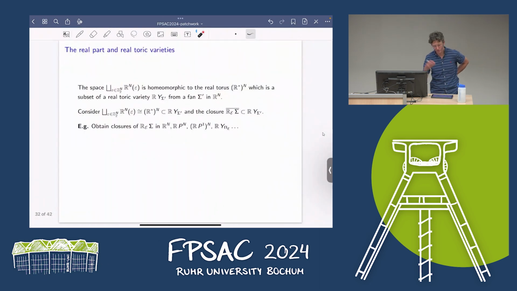So here's just a description of how we can look at the real part of an oriented matroid in other real toric varieties. Okay, so I said that the thing we patchworked is living in these 2^n disjoint copies of R^n. And this is actually homeomorphic to a real torus. You can compactify the real torus in many ways to different real toric varieties. There's a very explicit combinatorial way of doing this. I'm not going to give it to you. But then we can consider the closure of the thing that we built in these other real toric varieties.